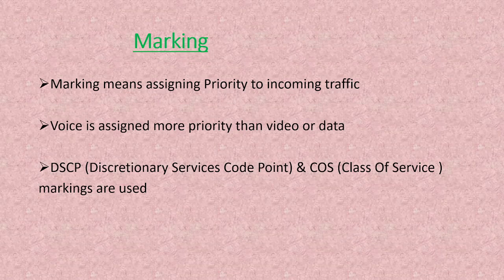Now there are 2 markings to assign the priority value to the data, voice, and video. That is DSCP, Differentiated Services Code Point, and CoS, Class of Service markings. So these are different types of marking values that are used to mark traffic. Class of service is used to mark traffic in trunk links, in case of switch to switch trunk links or switch to router trunk links in case of VLAN. In other cases, in other normal traffic, we use DSCP marking.